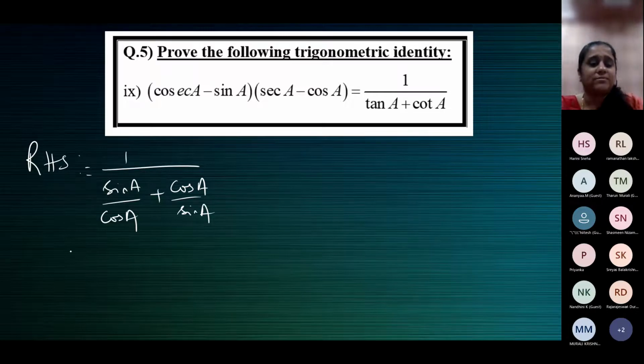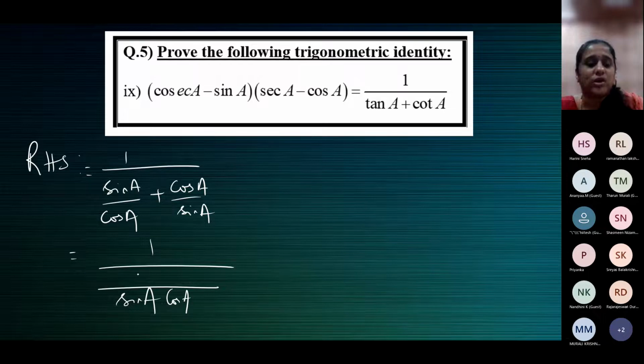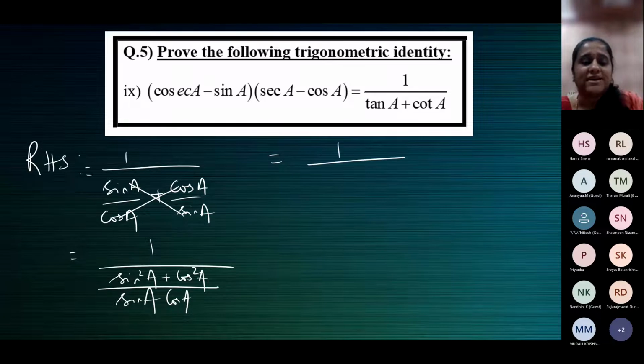So LCM, 1 by common denominator sin A cos A. Sin A cos A is the common denominator. And in the numerator, you will have sin square A plus cos square A. Tan A is sin A by cos A. Cot A is cos A by sin A. Common denominator sin A cos A. And in the numerator, you will get sin square A plus cos square A. So it is equal to 1 by sin A cos A.